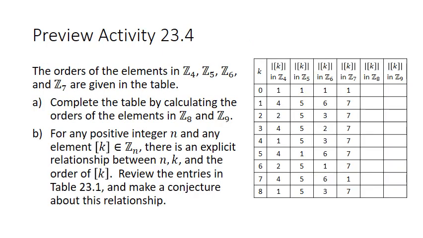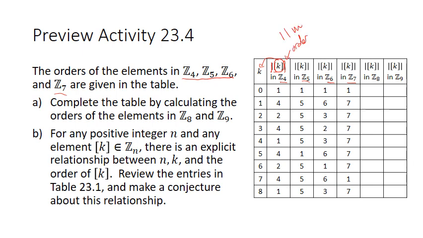Okay, so let's do a preview activity where we do this with some Zn groups. The orders of the elements in Z4, Z5, Z6, and Z7 are given in the table over here. So we have Z4 is here, Z5, Z6, and Z7. And then we're looking at the order of these particular elements, bracket K, where K is given over in the left column. And the lines here, that's for the order.